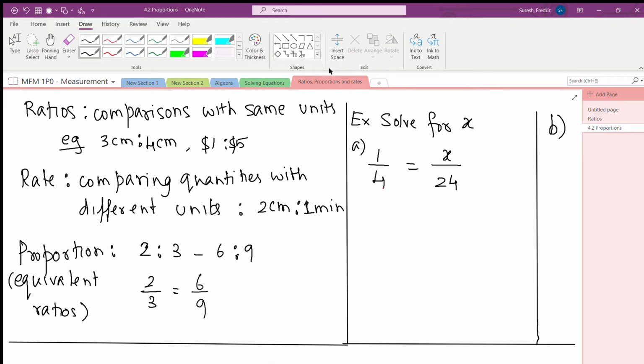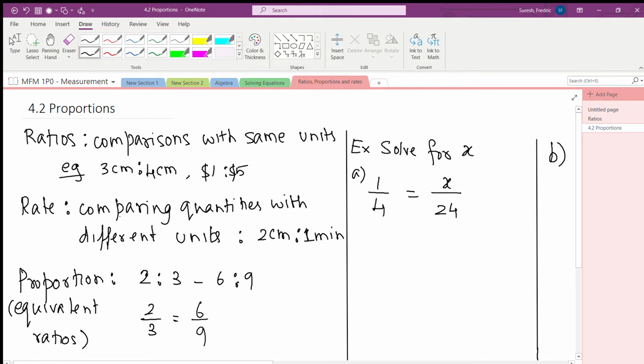Guys, in this video, we are going to talk about proportions. So before we do that, we need to learn and remember some terms you learned from earlier grades. The first one is ratios.